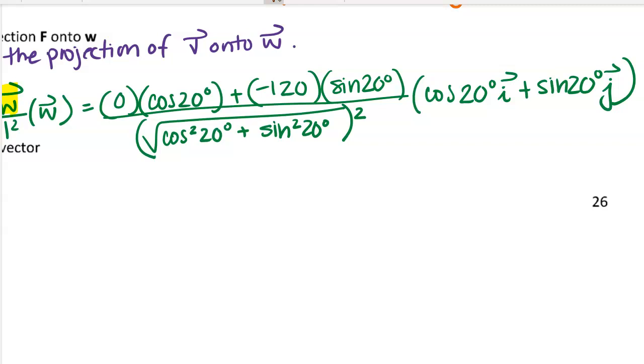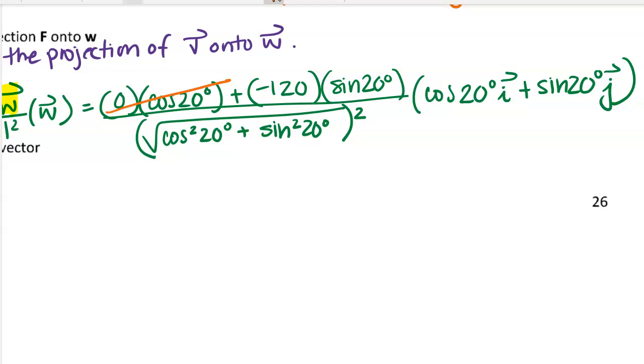What's zero times anything? Zero. Well, look at the denominator. What do you see that's like magical? First, a radical and a square, what happens? It cancels itself out. And you've got cosine squared of 20 degrees plus sine squared of 20 degrees. It's one. Whoa. All of that work comes out to be one.